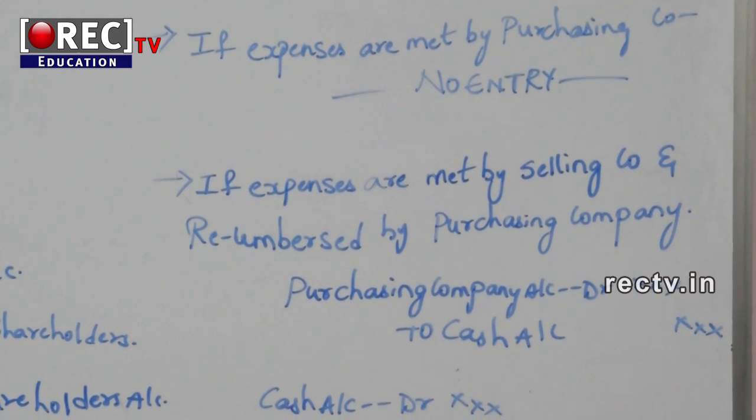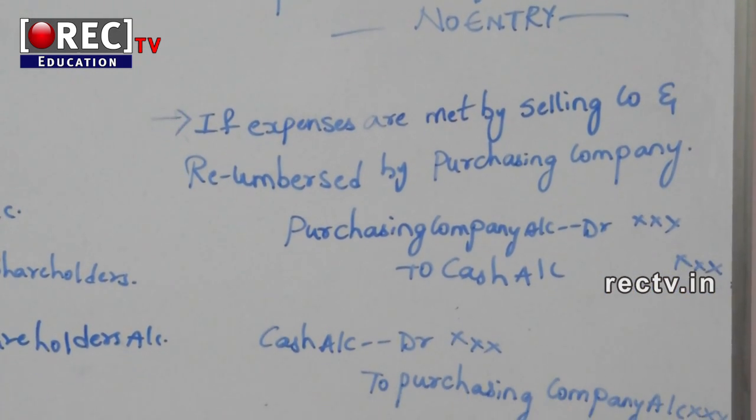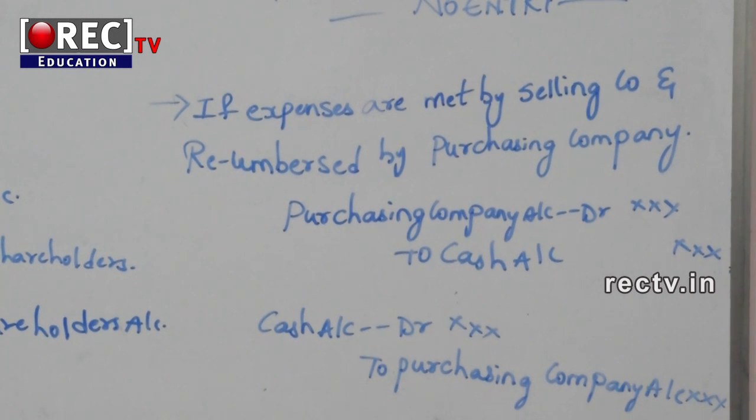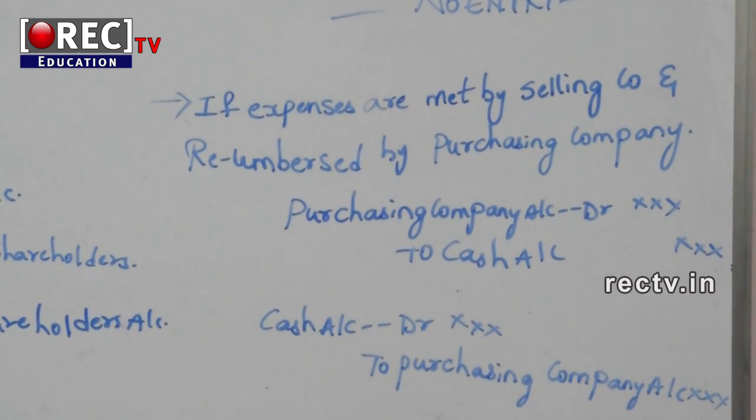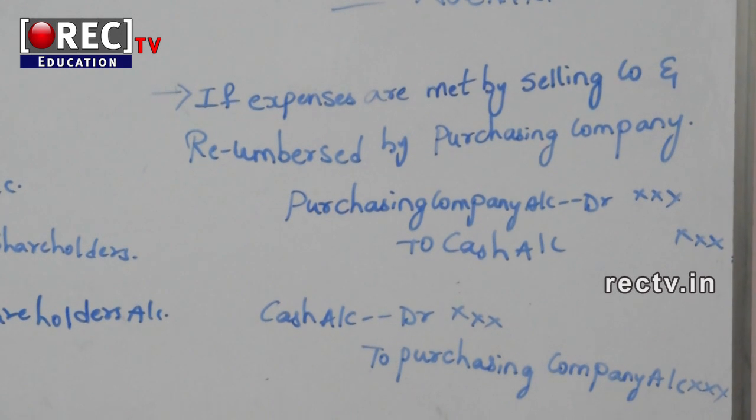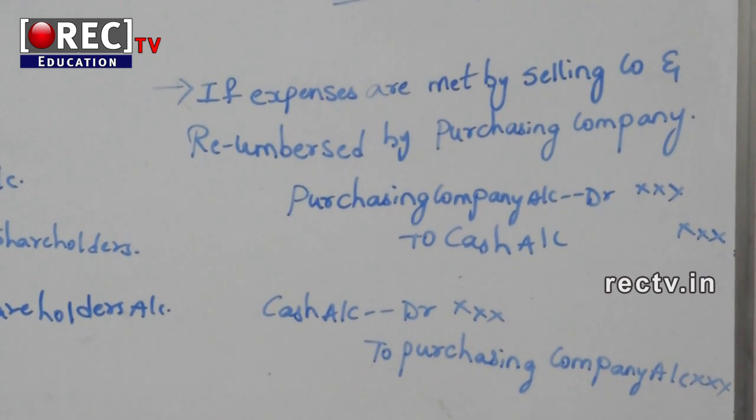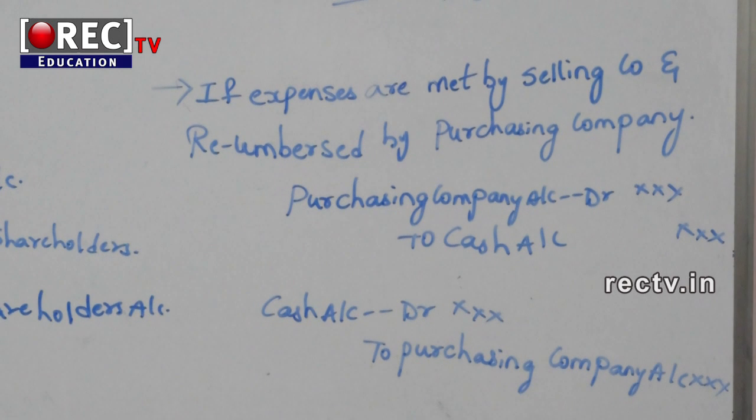But if the expenses are met by the selling company and the purchasing company has agreed with the selling company that they will reimburse the expenses met by the selling company, the entry will be like this. First, in the books of the selling company it will be recorded as purchasing company account to cash account, because the cash is going out, that is why it is given credit, and the purchasing company will reimburse these expenses. So I have given it as a debit to the purchasing company account.